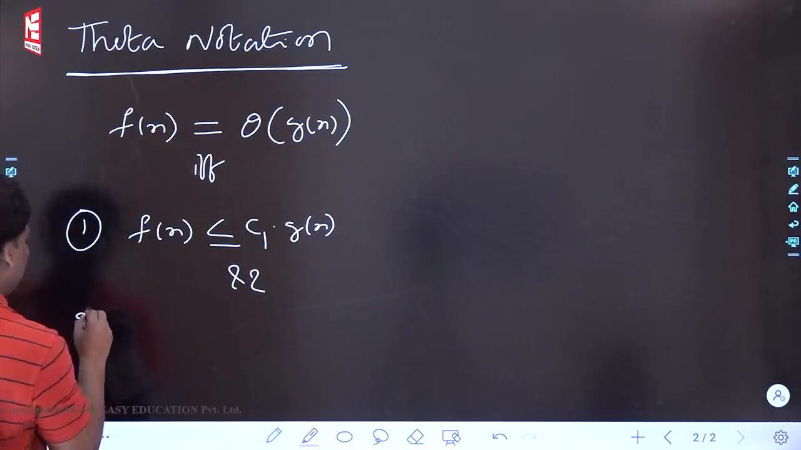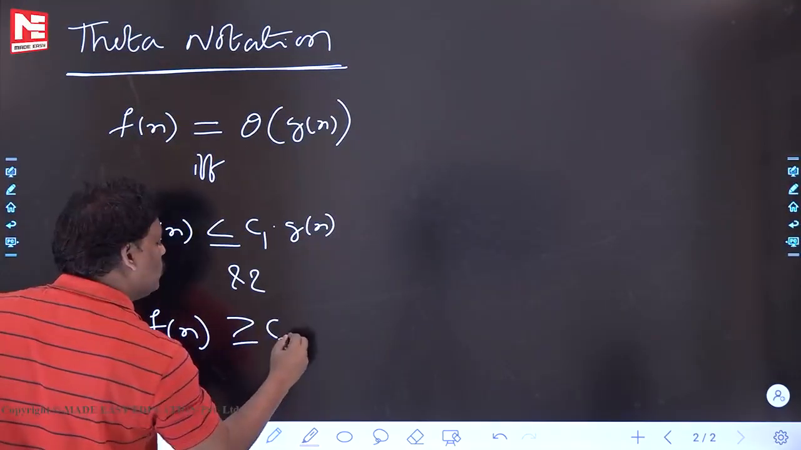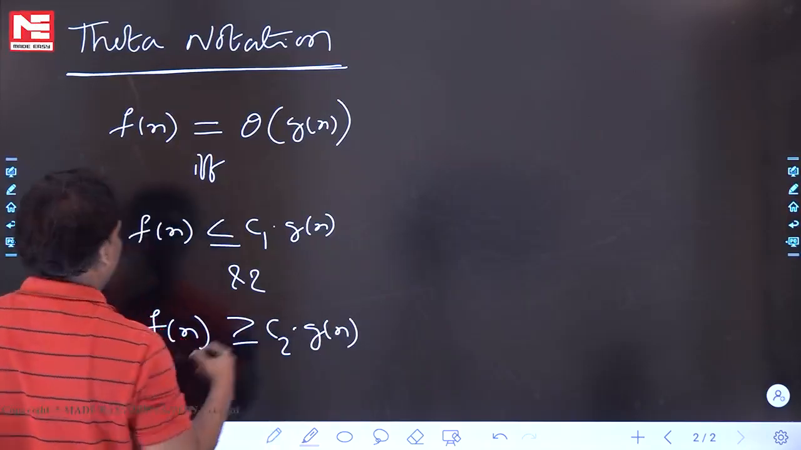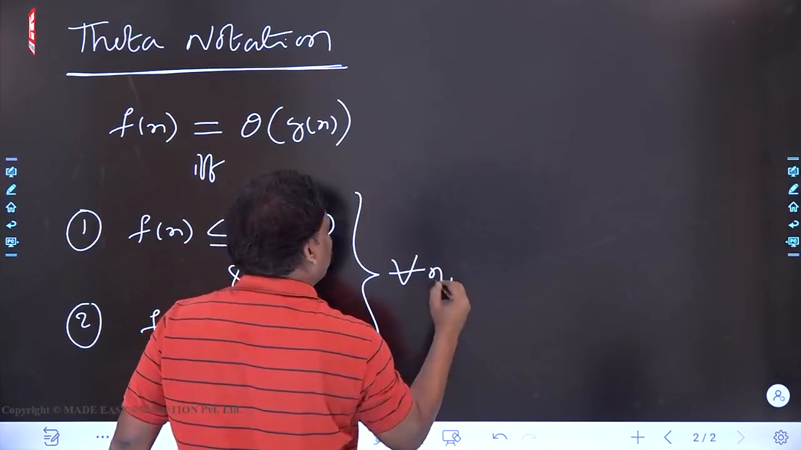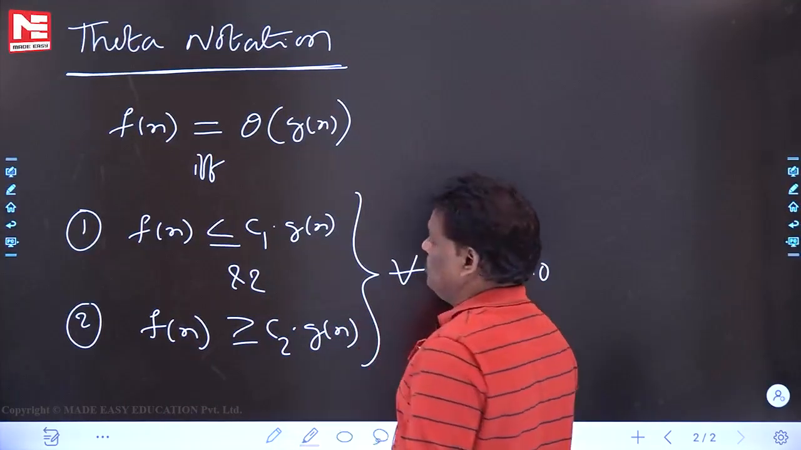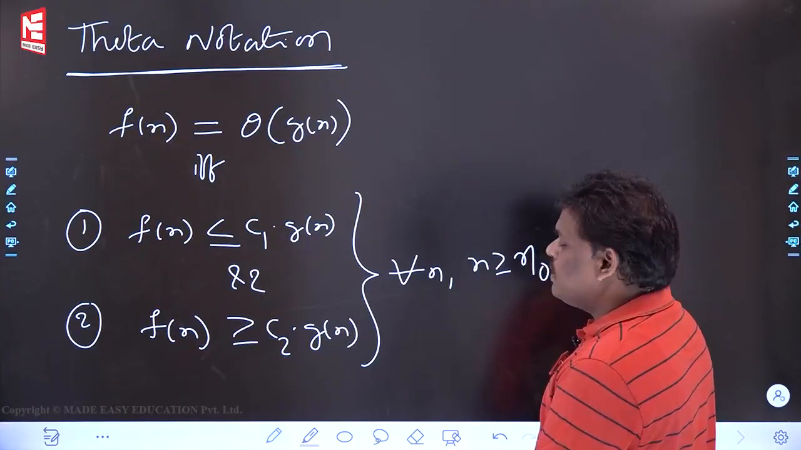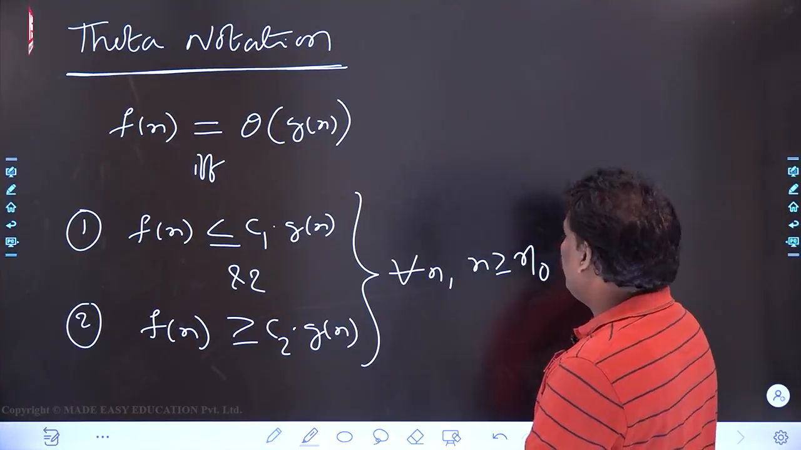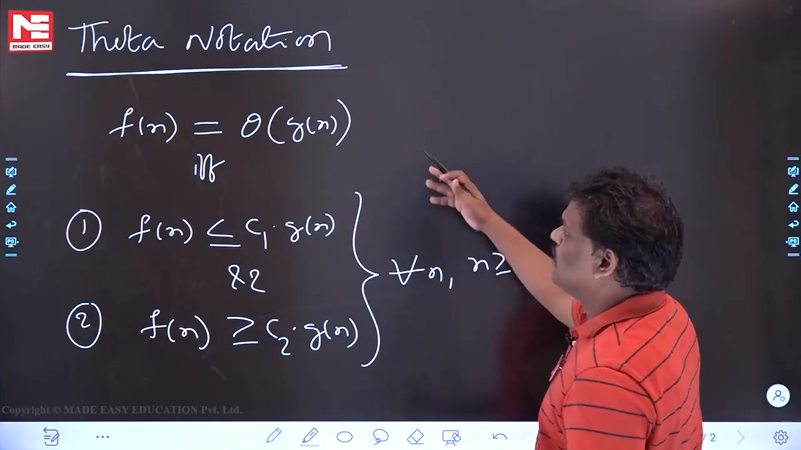So the second one, 2. F of n is greater than or equal to some c2 into g of n for all n where n is greater than or equal to n0. So f of n is less than or equal to some c1 into g of n, and f of n is greater than or equal to some c2 into g of n, for all n where n is greater than or equal to n0. So this is the theta notation.